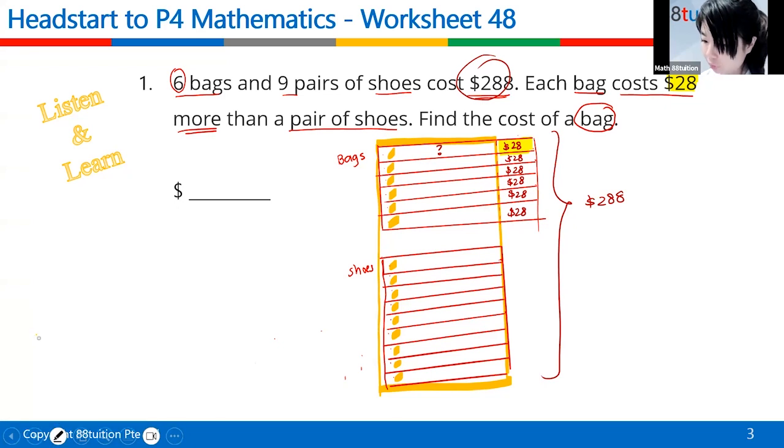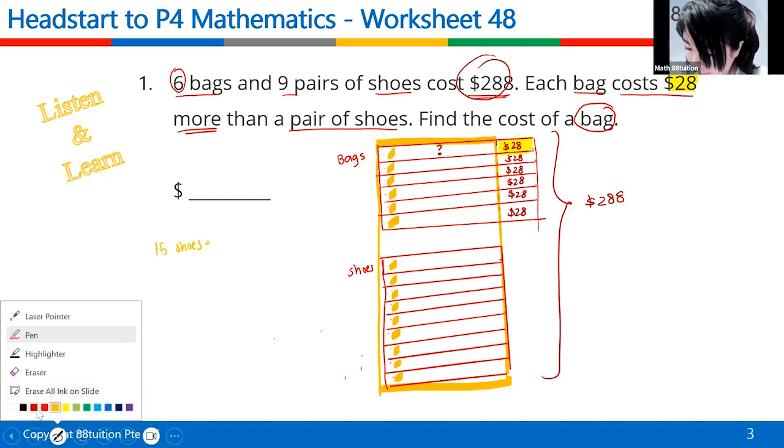Okay, so how much is 15 shoes? The cost of 15 shoes, okay, is the cost of $288.